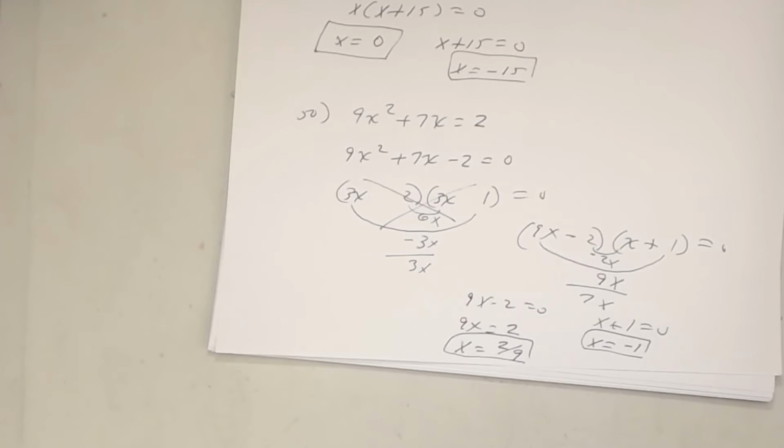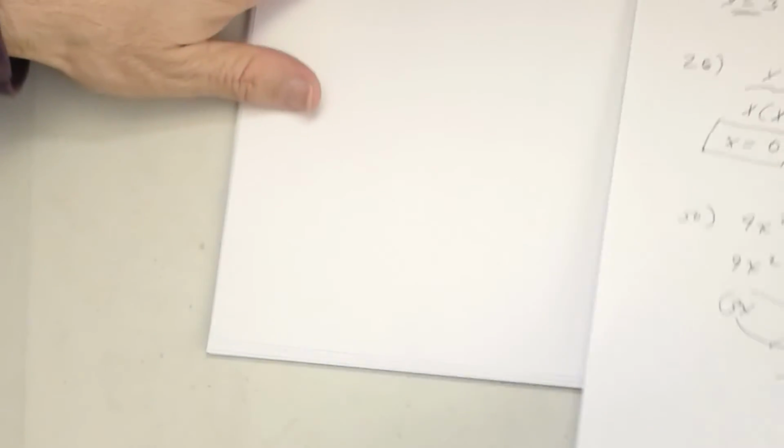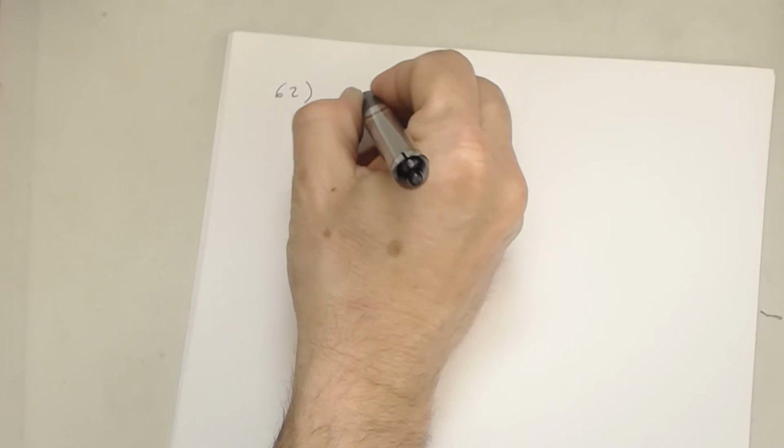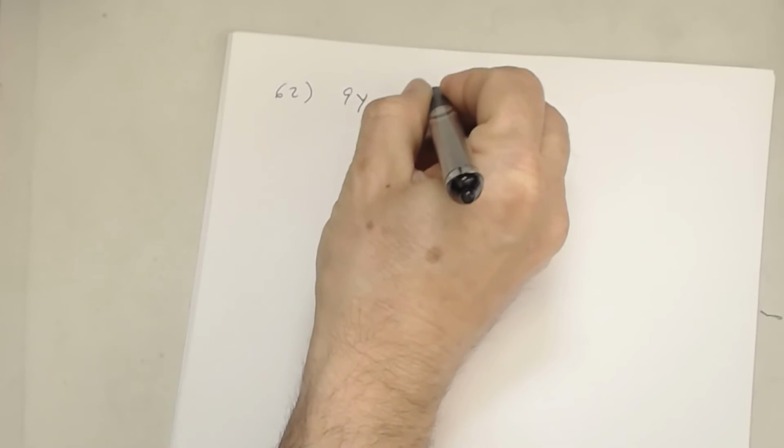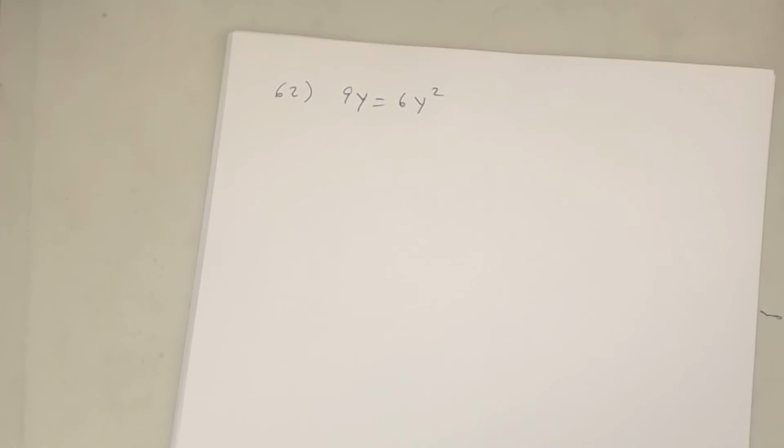Okay, 62. All right, you have 9y equals 6y squared. What kind of equation is this? Quadratic. The only way you know how to solve a quadratic equation is by factoring. Put it in descending order.